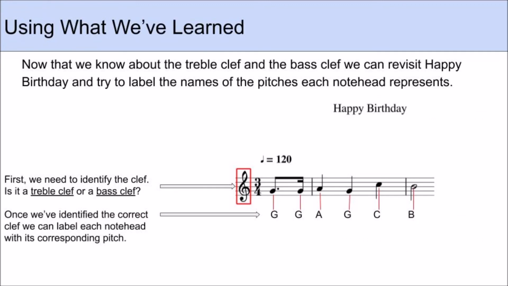Now that we have an understanding of the treble and the bass clef and how to identify the pitches on the staff, let's revisit Happy Birthday and see if we can label some of the pitches that each notehead represents. The first step to doing this is to identify which clef the music uses. As we can see here, we have the fancified letter G, or the treble clef, or G clef, and that tells us what pitches we are dealing with on this staff.